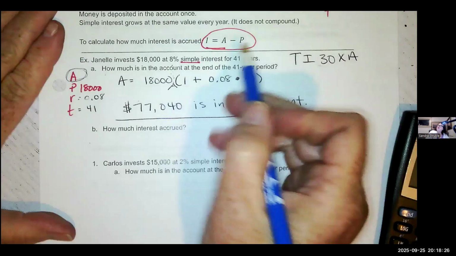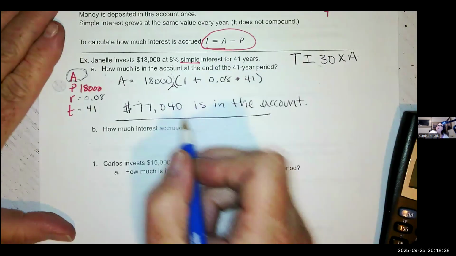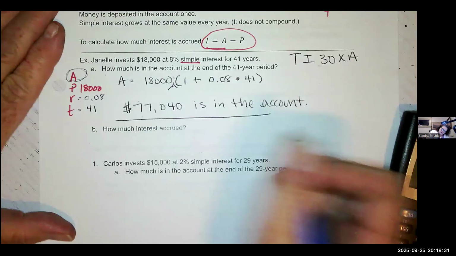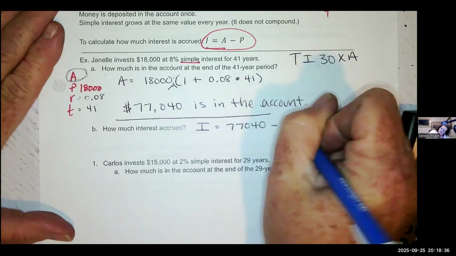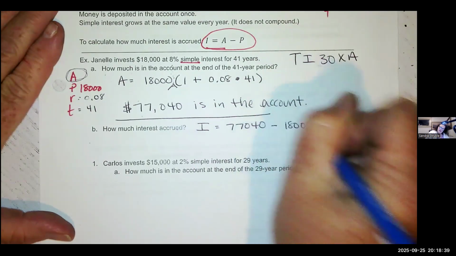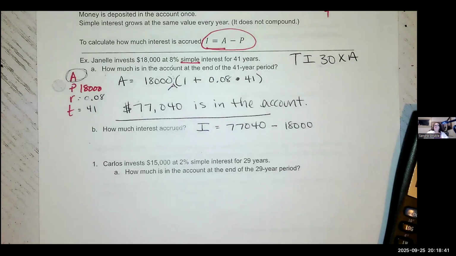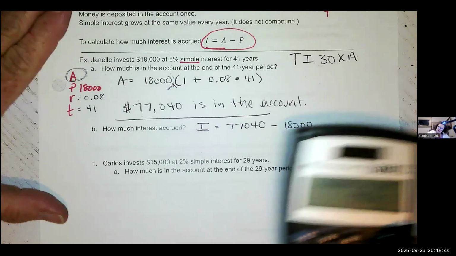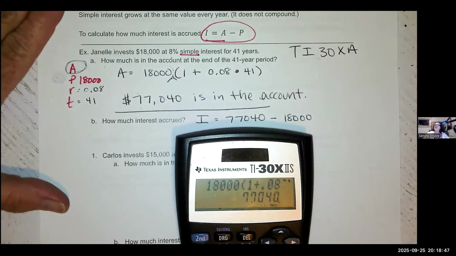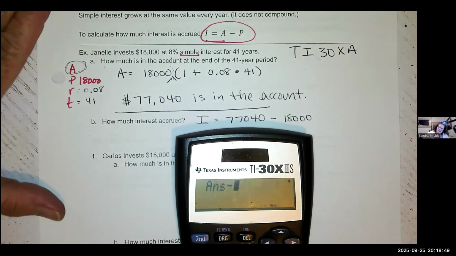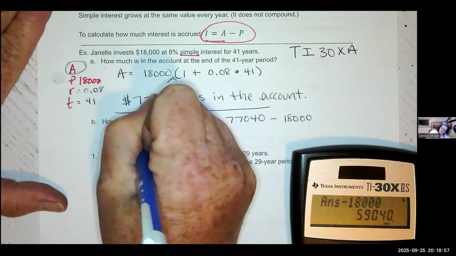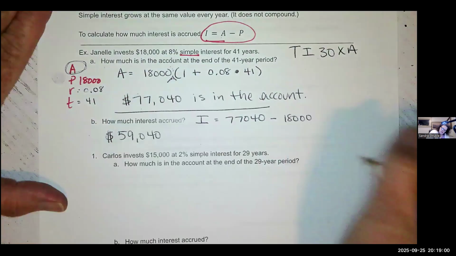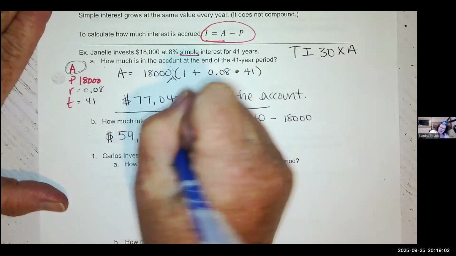So to find that, it's just the ending balance minus the beginning balance. That makes sense. How much do you have in the end minus what you had at the beginning? That's the interest, because you're not putting any other money in. So notice I've already got 77,040 in. I just need to subtract the $18,000 investment. And don't forget your dollar sign: $59,040 in simple interest accrued.